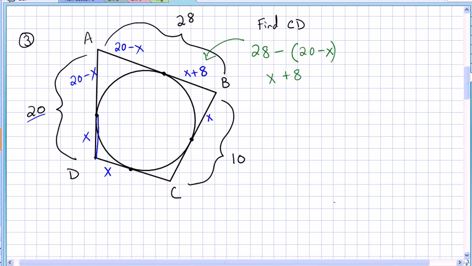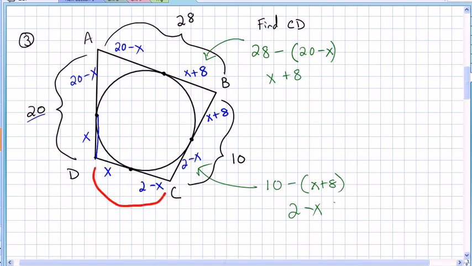Now again, we want to do the whole thing, 10, minus the part on top, which is going to be x plus 8. And in this case, it gives us 2 minus x. This side here is 2 minus x, which gives us the other part of DC being 2 minus x. Now all we have to do is take these two things and add them together. So we have x plus 2 minus x. The x's should cancel out. And 2 is going to be the length of CD.